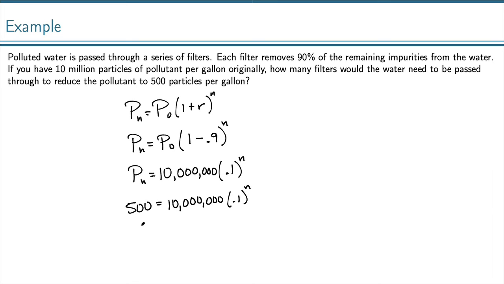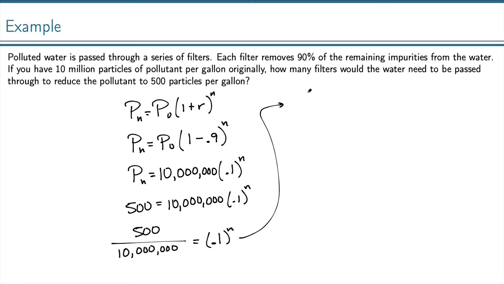Now, if we divide both sides by 10 million, we have 500 over 10 million equals 0.1 to the n. To solve for our exponent, we need to use a logarithm. We will take the log of both sides, and it doesn't matter the base on the log. Generally, we do log base 10. So we have log base 10 of 500 over 10 million equals log base 10 of 0.1 to the n.